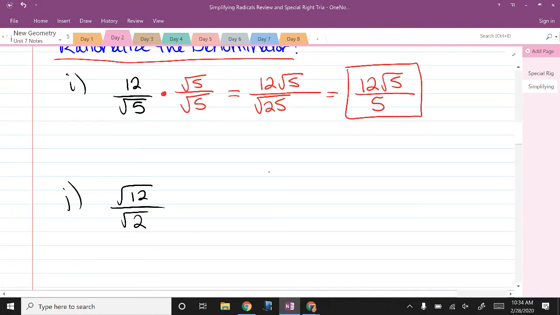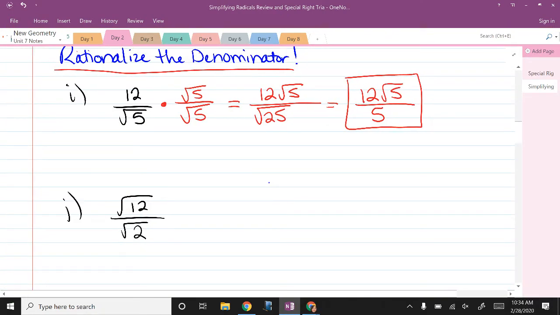Let's do this one. This is the last one I got. Now, why do you think I'm doing some just practice problems on rationalizing denominators? Because we're going to need to use them on triangles in just a minute. Okay? We're going to use them with triangles in just a minute.